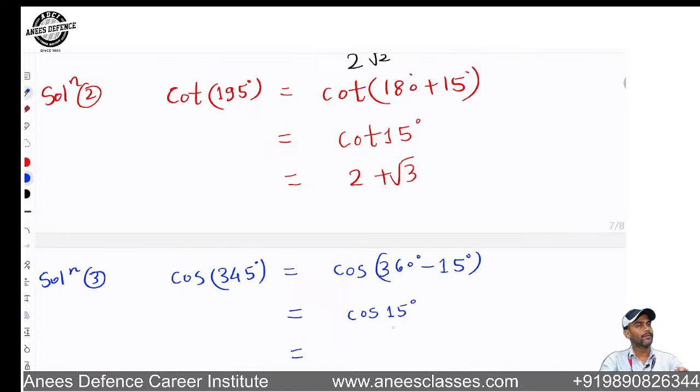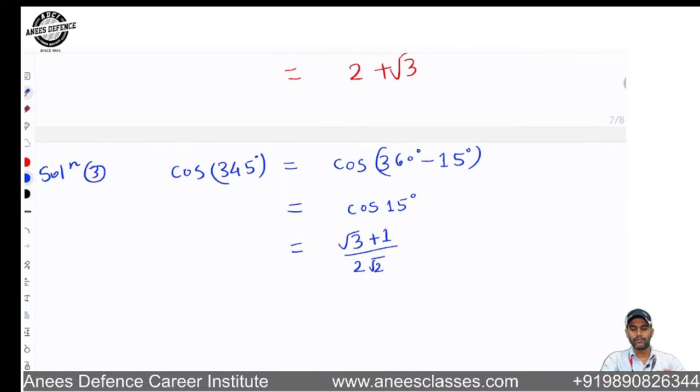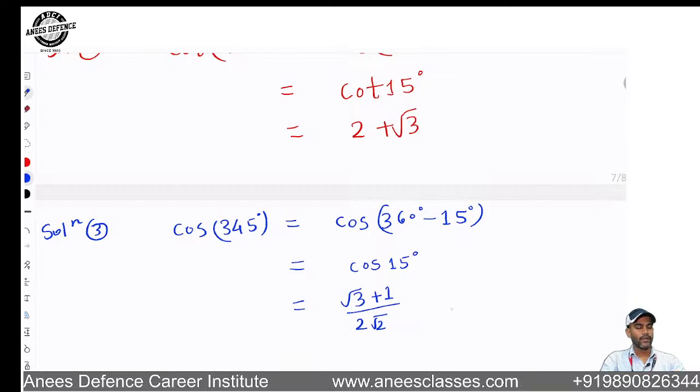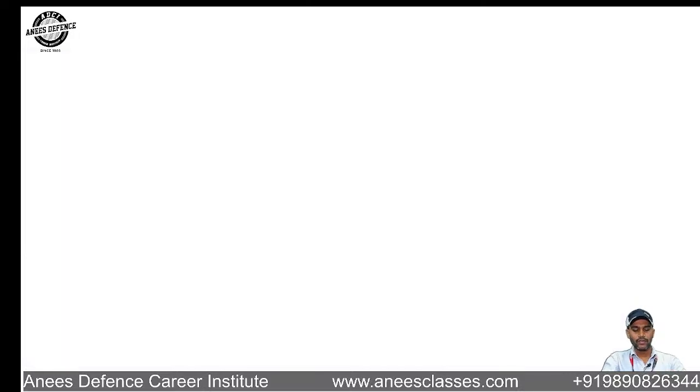Cos 15. What is cos 15? Root 3 plus 1 over 2 root 2. Is there any doubt? So this is the final answer. We could also have written 270 plus 75. Cos will change into sine, and it would be positive. And sine 75 is nothing but again root 3 plus 1 over 2 root 2. Yes or no? Okay.